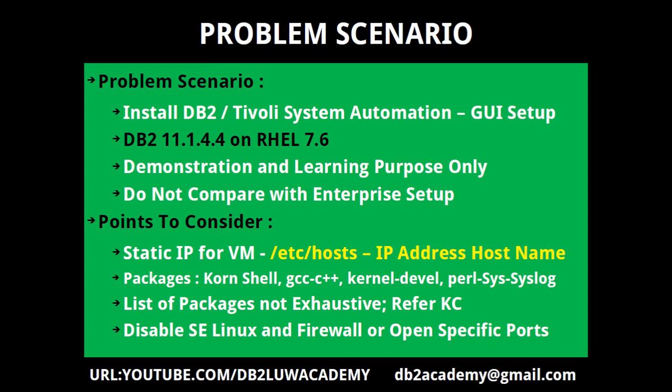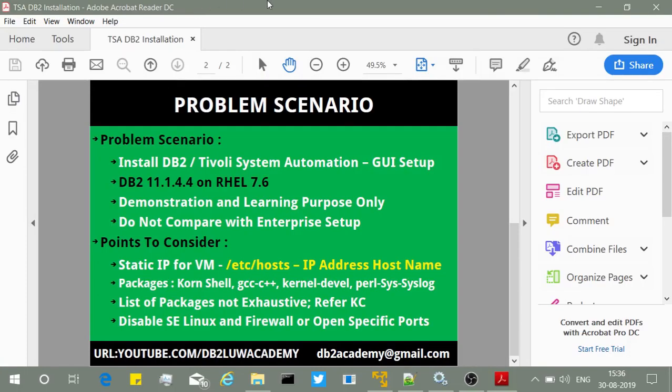We have to disable SELinux and the firewall. In my example, this is just for learning purposes, so I can go ahead and disable the firewall, but in an enterprise setup it's not possible. In that case you will have to open the specific ports for incoming and outgoing traffic, which obviously I'm not going to cover. So we'll go with the simple option to disable the firewall. Okay, so let's close this. So let's get into the demo.